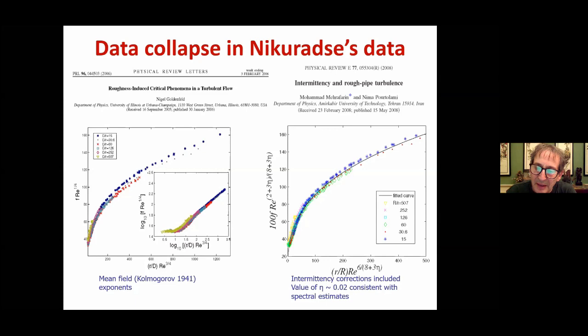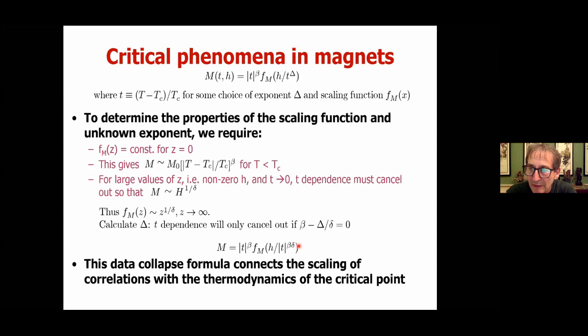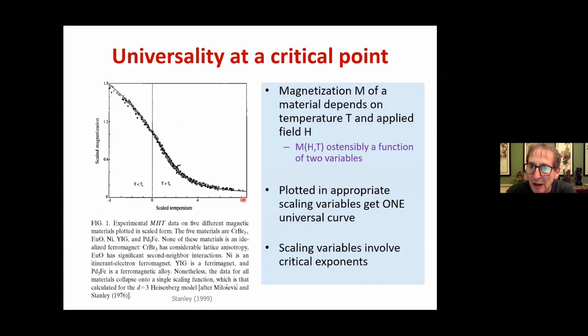When you're trying to do data collapse, even in regular critical phenomena like this one, you would say, I know these data should scale, but I don't know what the critical exponents are. I don't know, let's say, what delta is. So you just try different values of delta until the data all collapse onto the universal curve, as well as they can. And that's how you can measure delta in the lab.